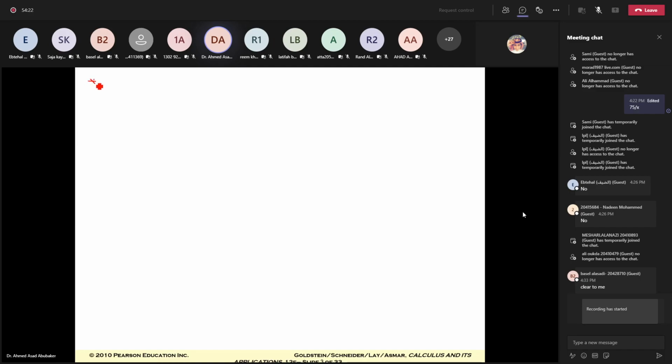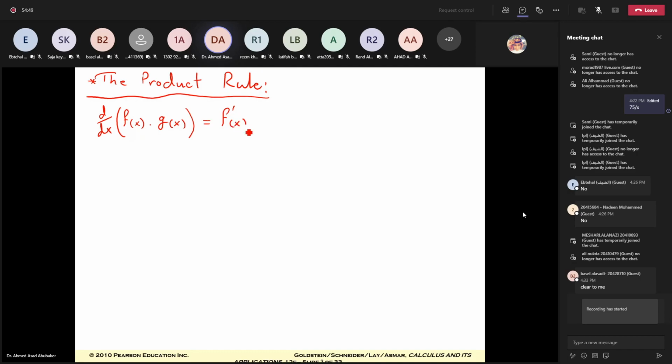The product rule. If we have f of x multiplied by g of x and we need to find the derivative of this product, this equals the derivative of the first multiplied by the second plus the first multiplied by the derivative of the second.